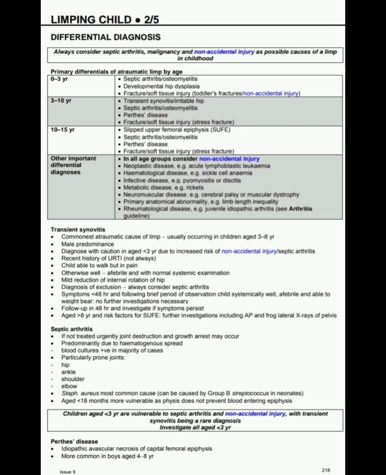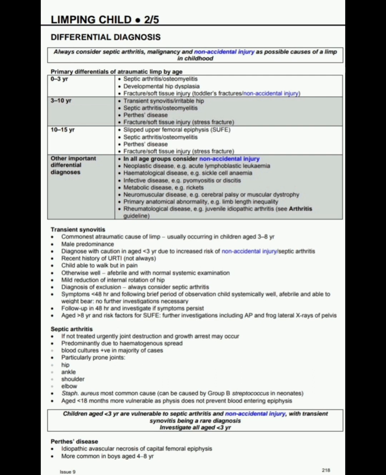Always consider septic arthritis, malignancy and non-accidental injury as possible causes of limp in childhood. So, when a child presents with limp, 0 to 3 years age, we think septic arthritis or osteomyelitis, developmental hip dysplasia and fracture or soft tissue injury, toddler's fracture, non-accidental injury. 3 to 10 years limping, the DD are transient synovitis, irritable hip, septic arthritis, osteomyelitis, Perthes disease, fracture or soft tissue injury, stress fracture. 10 to 15 years, the DD of limping is slipped upper femoral epiphysis, septic arthritis, osteomyelitis, Perthes disease, fracture, soft tissue injury, stress fracture.